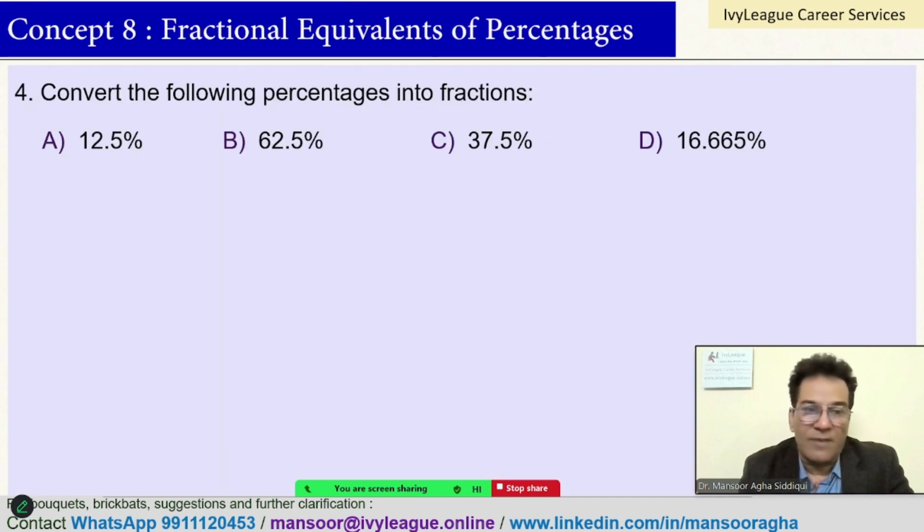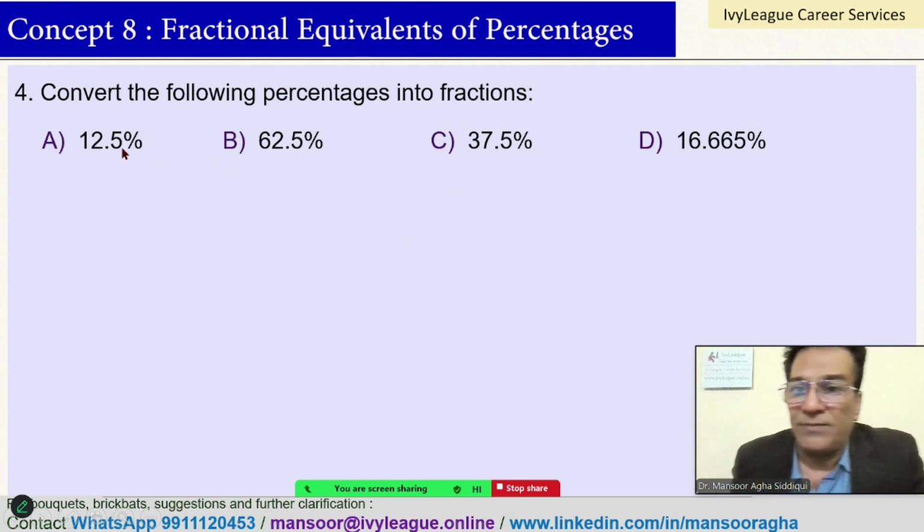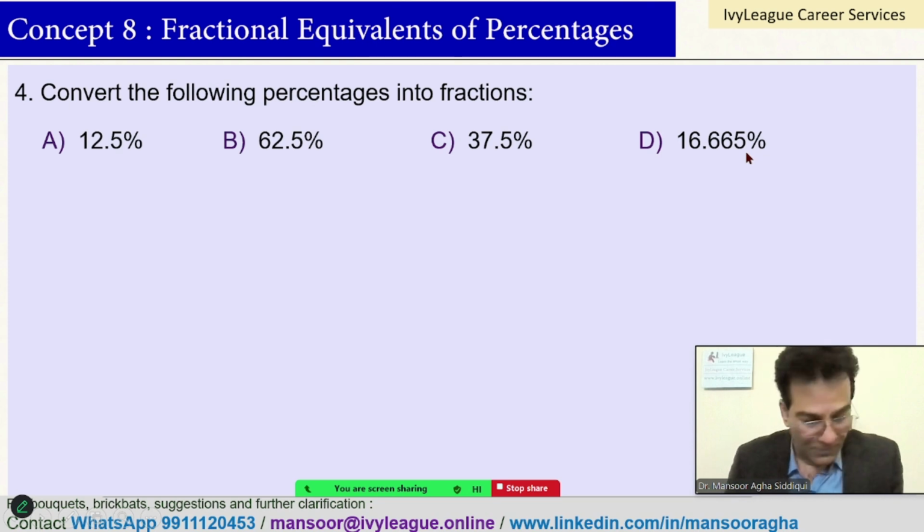Okay. Now we are learning a second set of concepts. I want you to convert the following percentages into fractions: 12.5%, 62.5, 37.5, and this particular value. Convert them into fractions. We've already learned that. 3 minutes. Not a single mistake.